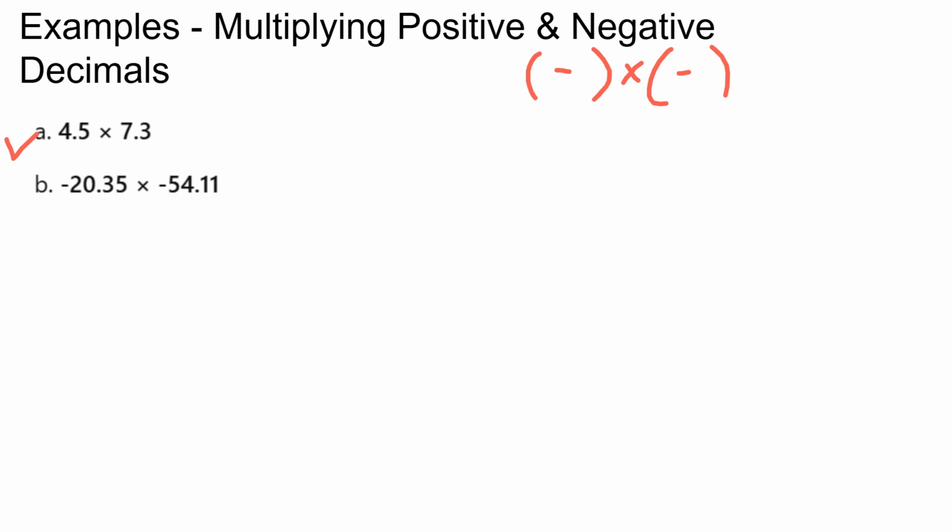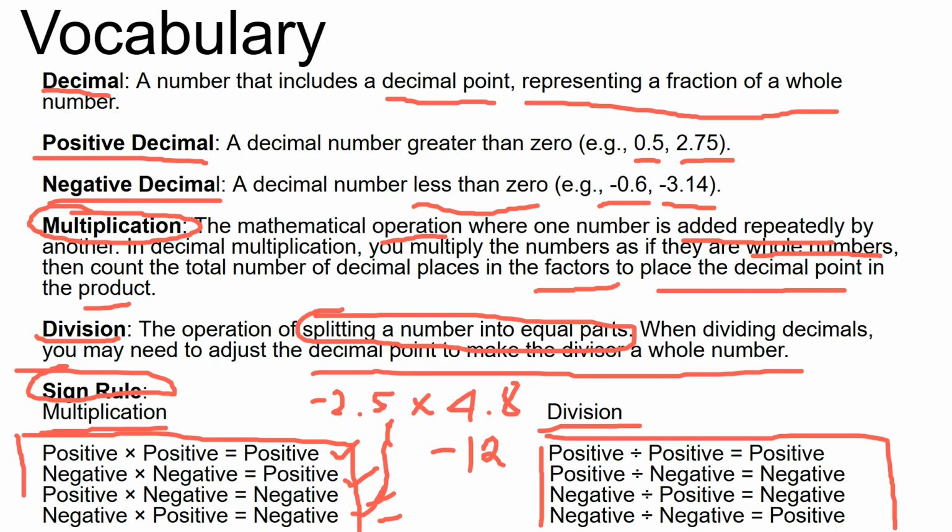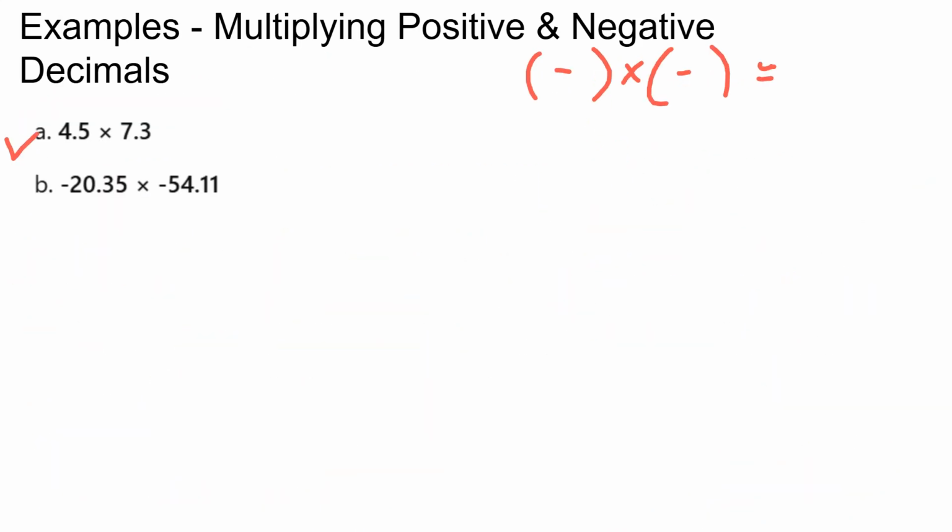Yes, I can see that both of their signs are negative, and the operation involved is multiplication. So, what does the sign rule tell us? Negative times negative is actually positive. So, negative times negative is positive. Okay, so we were able to deal with the sign before we started multiplying, but that's okay, right? Let us now multiply.